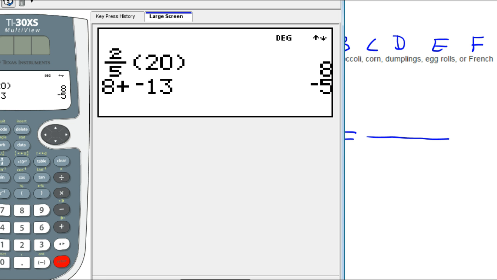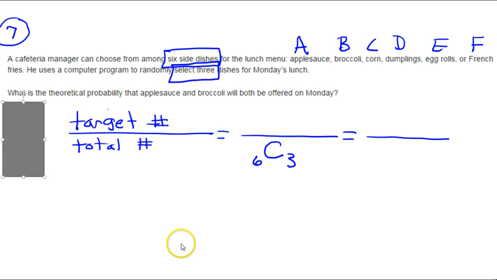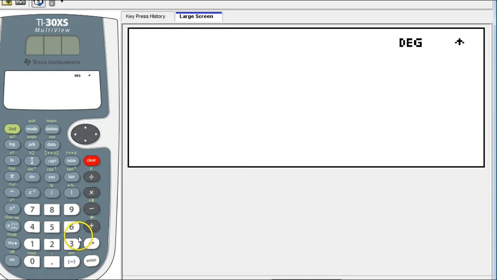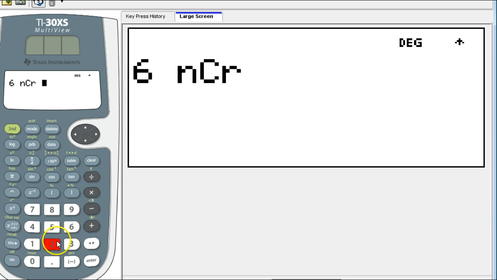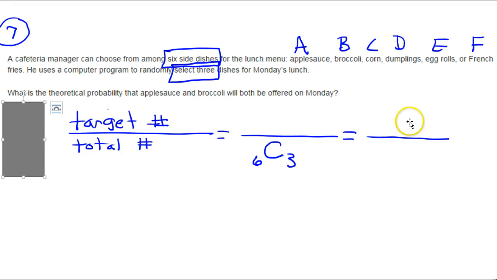We'll use our calculator for this. If I want to do 6 choose 3, then I type the 6 in first. I go to the probability menu. The second option is for combinations, and then I put the 3. So 6 choose 3. So that's 20. All right, so there are 20 total possibilities. All right, now we need to figure out how many of those 20 involve broccoli and applesauce.